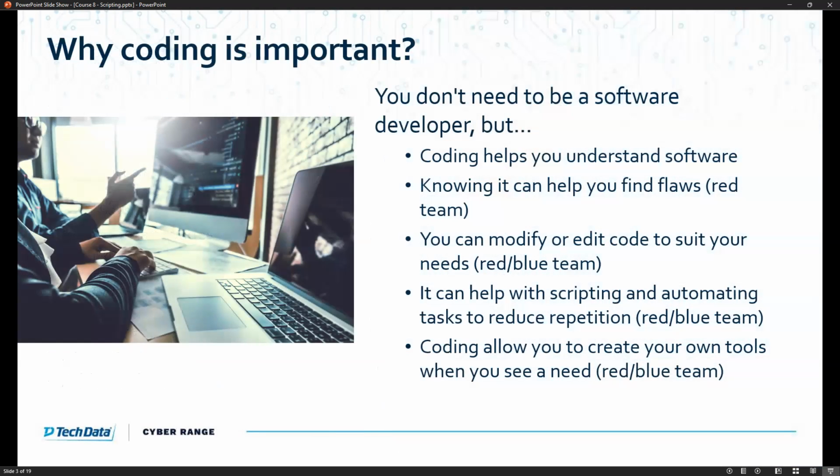So why is coding, programming, scripting, anything having to do with code important? Well, at the end of the day, in offensive security or defensive security, having some idea of how code and software work helps you to understand software. This, as a red teamer, can help you identify different types of flaws within programs as well as applications. It can also allow you as a red teamer to modify different types of proof of concept scripts depending upon the language they're written in and your familiarity with it.